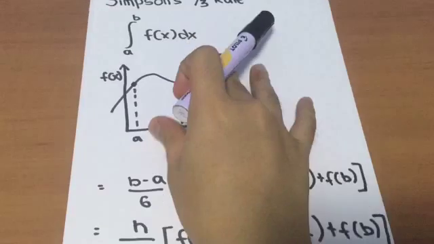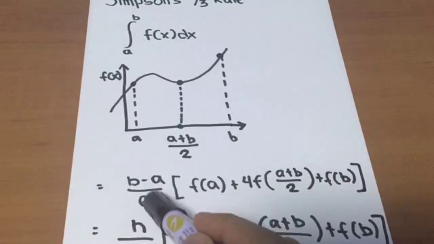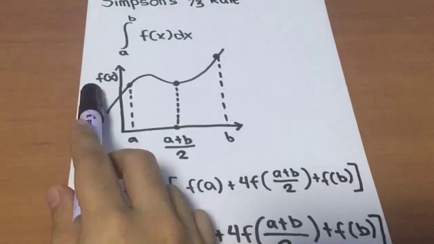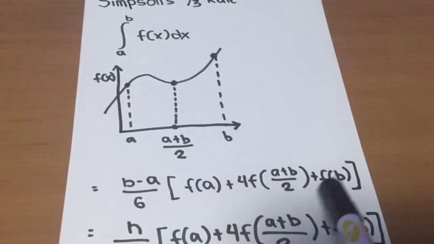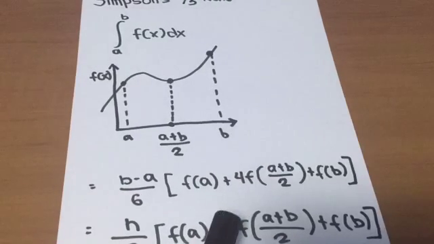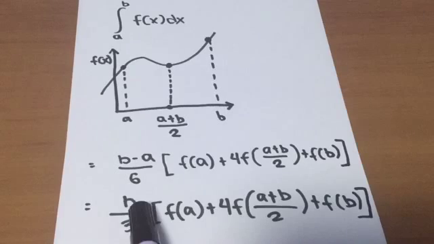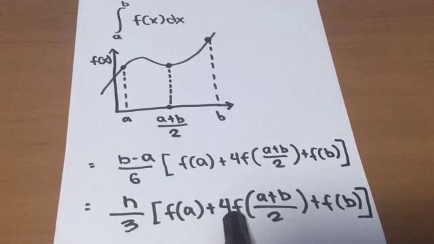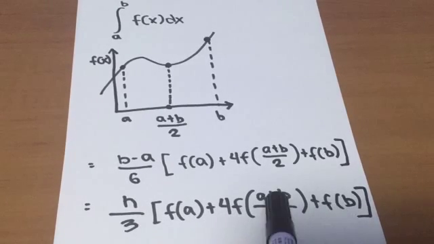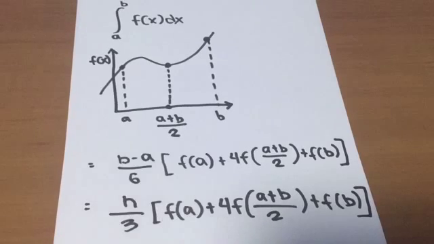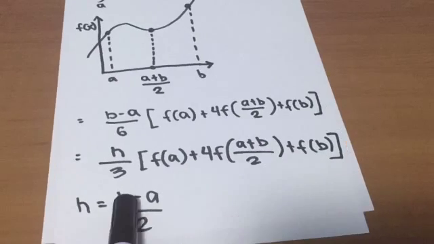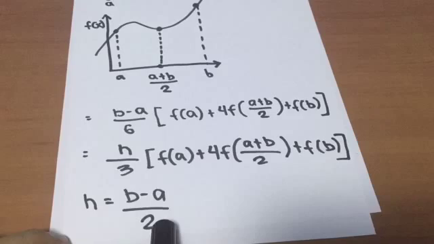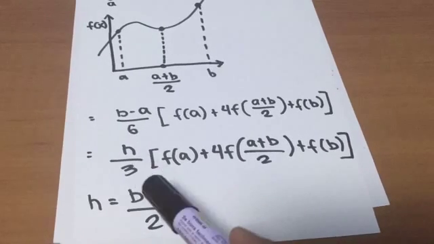And we simply get b minus a over 6 times f of a plus 4 f of a plus b over 2 plus f of b, or we simply say that h over 3 times f of a plus 4 f of a plus b over 2 plus f of b. h is simply b minus a over 2, so we have h over 3 instead of b minus a over 6.